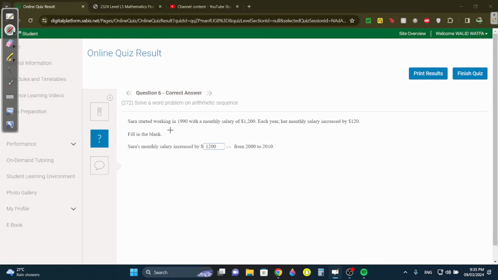Question 6. It's a lot of formulas, but really you just have to bear with me. Sarah started working in 1990 with a monthly salary of 1,200. Each year, her monthly salary increased by 120. Sarah's monthly salary increased by something from 2000 to 2010. So we're basically asked to find the difference between 2010 and 2000.